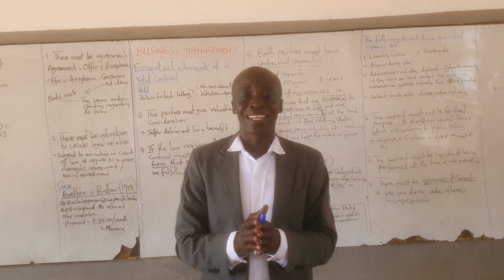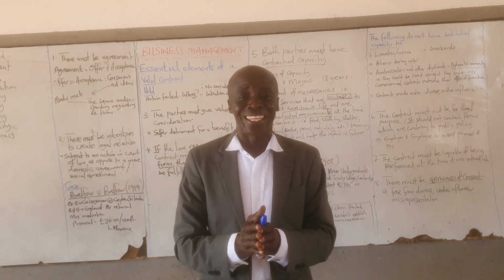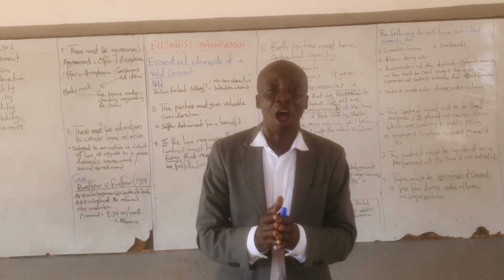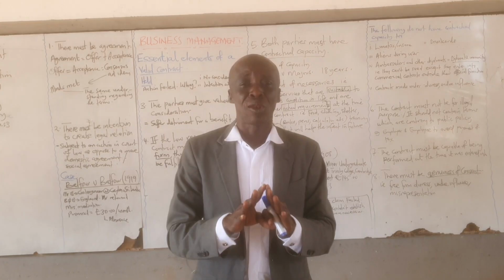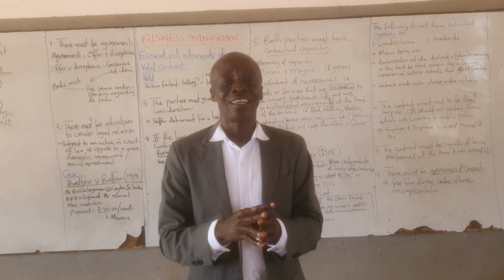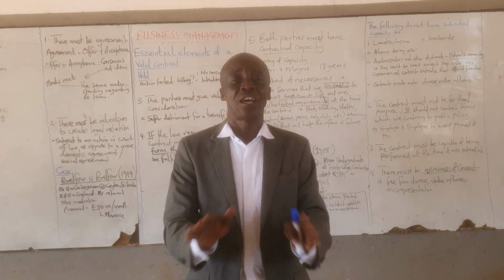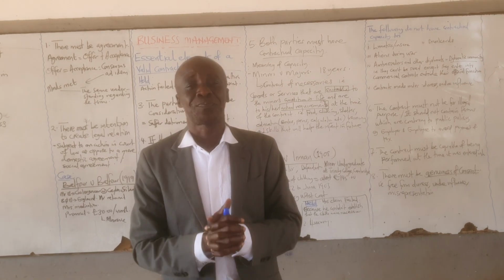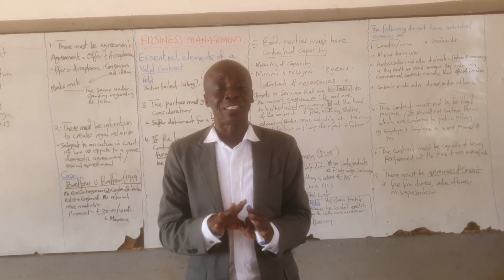Then we said that when we say a contract is valid, it means it satisfies all the conditions that have been laid down by law, and that it can be enforced because it satisfies all those conditions. Now today, what we are going to do is very simple.